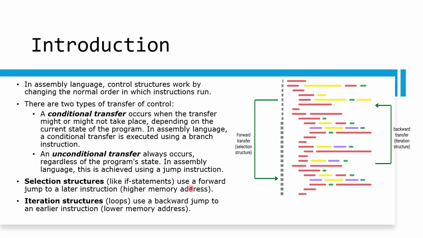Selection structures like if statements use a forward jump. On this figure, forward jump from the top sequentially. Usually we need to execute sequentially, but this time a forward jump jumps down to a certain higher memory address. Iteration structures such as loops use a backward jump to an earlier instruction, which is the lower memory address, to repeat that instruction.